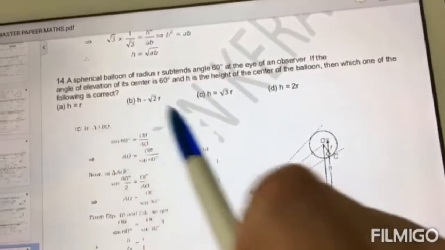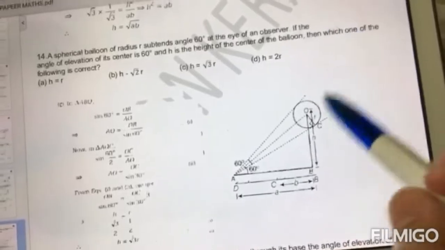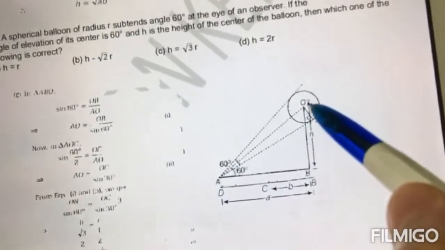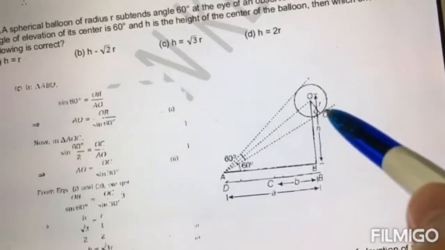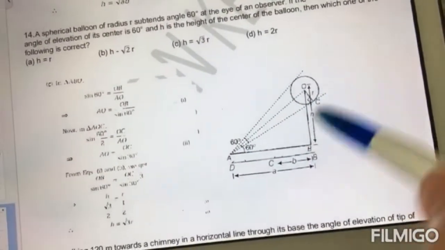What we are trying to do is, look at the answer choices, we are trying to find h in terms of r. So that's why we have to find a new triangle such that one side of the triangle is equal to r. Here the height OC of this triangle AOC is equal to the radius of the circle, which is r. Okay, so that's what we are trying to do.